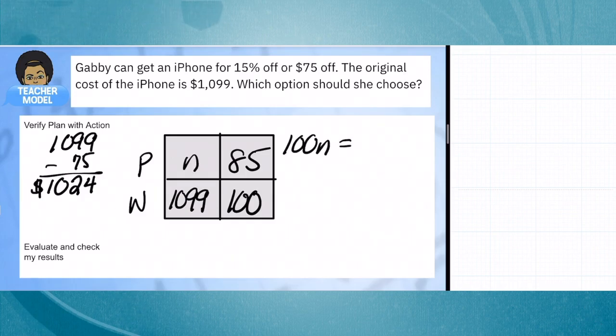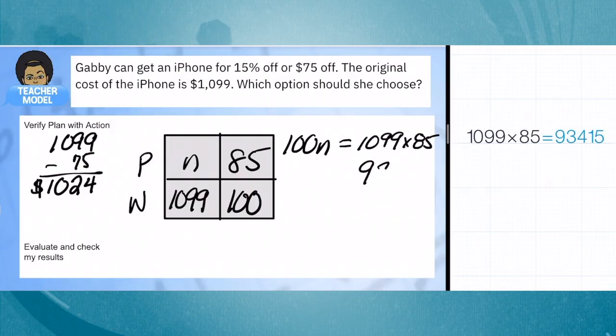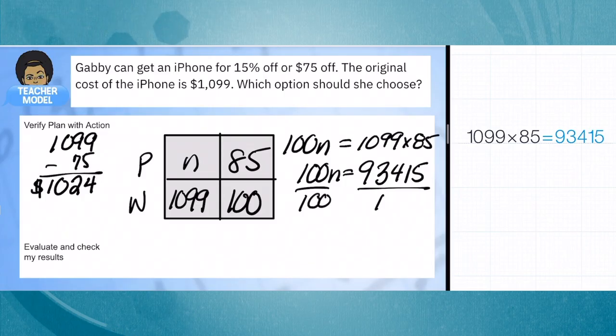So I already know, I keep doing this, 100N is equal to 1099 times 85. And that gives us 93,415. Sounds pretty large, but remember, we're going to divide this by 100. And that means our new price is $934.15.